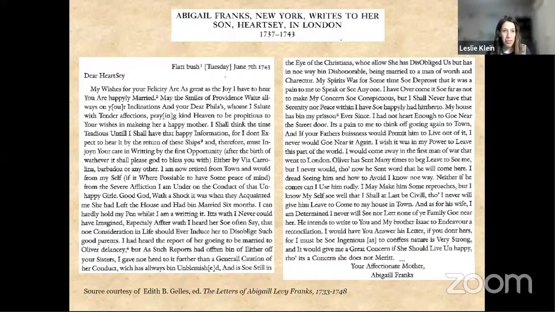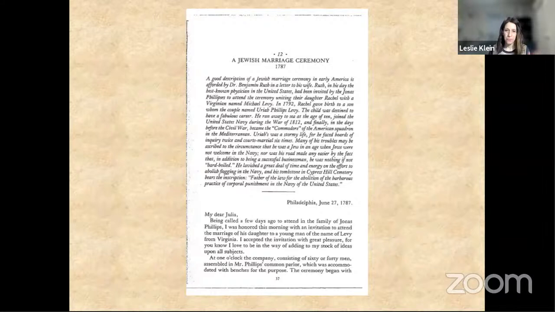Now, I don't want you to think that nobody married Jewish. Plenty married Jewish. And Dr. Benjamin Rush, who's a famous Christian doctor, was invited to a Jewish wedding, and he writes about it. And his description of the wedding is really fascinating. And I want to talk about this source, his description of the wedding, and then about the couple, the parents of the bride. So he's writing his wife, being called a few days ago to attend in the family of Jonas Phillips.